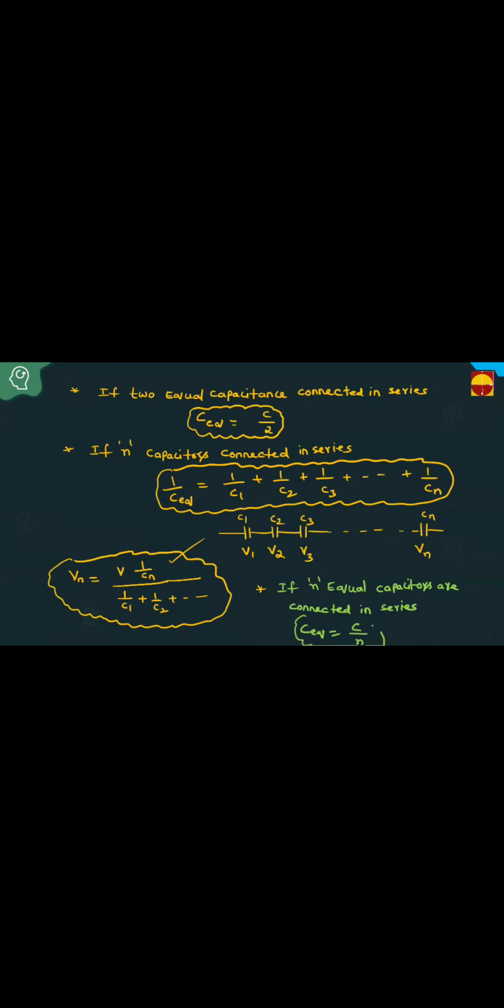Two capacitors give C by 2, n capacitors give C by n. That is, in resistors and inductors in series connection it is n times, but here it is 1 by n times. C equivalent is C by n. Okay, this is about the series connection of resistors, inductors, and capacitors. The resistor and inductor concept is the same, but series connection of capacitors is opposite to resistors and inductors.